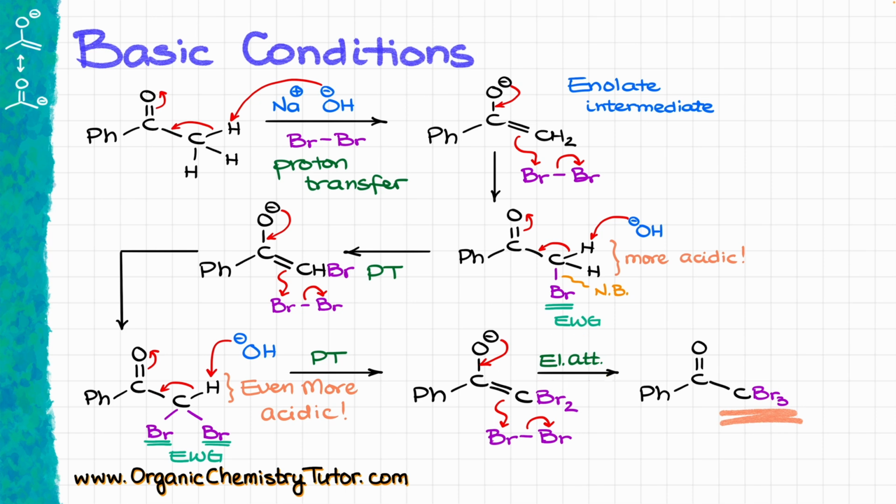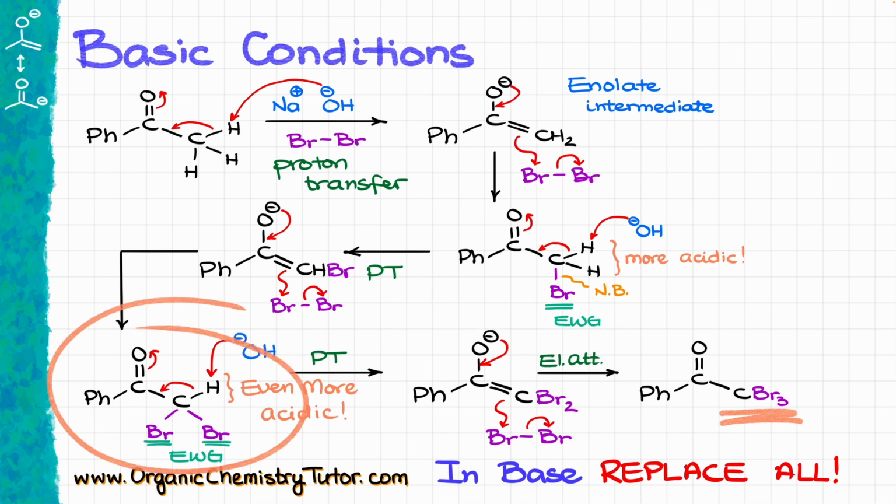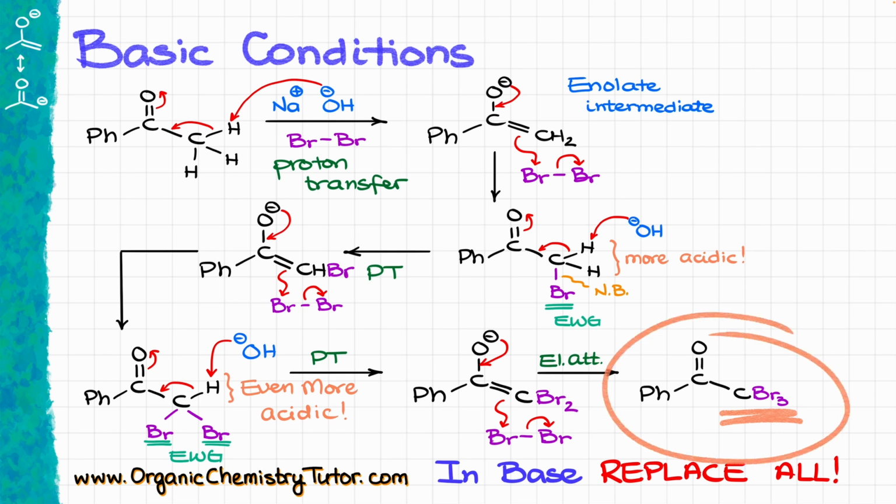So the important take-home message here is that when you are doing this reaction in basic conditions, you've got to replace all alpha hydrogens with the halogen. And you might protest here saying, well, just use one equivalent, what's the big deal? Well, the problem here is that every step in this reaction becomes faster and more efficient as we're adding halogens to our molecule. So while the first step in this reaction, giving you the initial product over here, is efficient, the next step, giving you a product with two bromines, is even more efficient. And the next step, giving you a product with three bromines, is even more efficient.